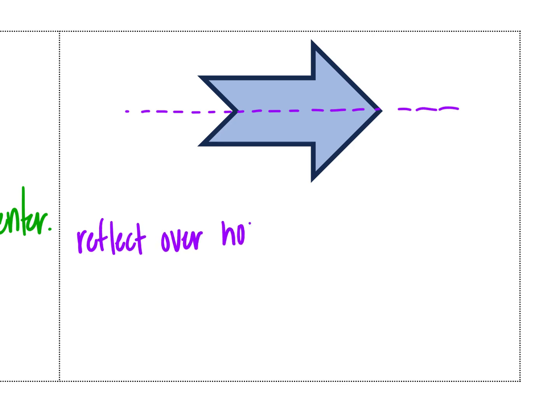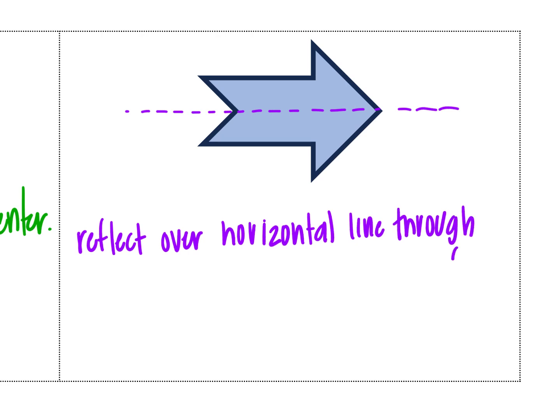In our last example, see if you can find the line or lines of reflection for this image. This one you could reflect over the horizontal line through the center. So it has 1 line of reflection.